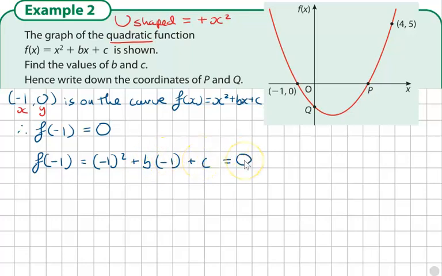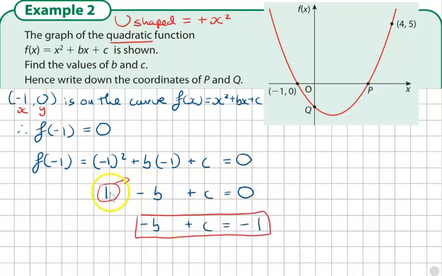And that's all equal to 0 because our point is minus 1, 0. So when we input minus 1 in place of the x, our output is 0. So minus 1 squared is 1, b times minus 1 is minus b, plus c is equal to 0. So we're going to bring the 1 over the equal sign. So we've got minus b plus c is equal to minus 1.